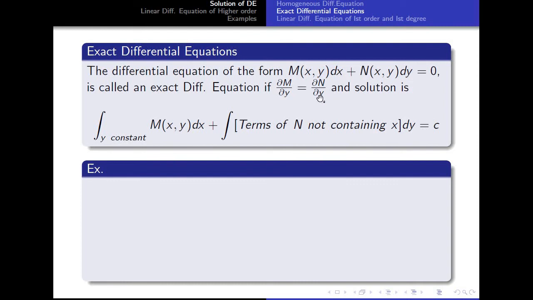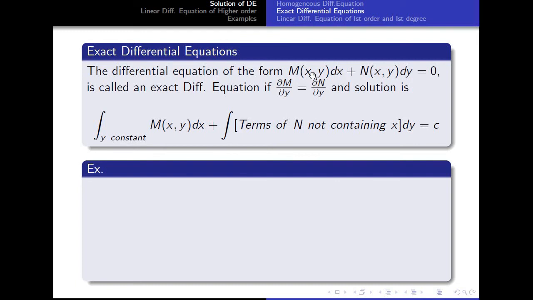Its solution is the integration of M dx, where we take M as it is, keeping y as constant, plus the integration of those terms of N not containing x, equal to c. This is our exact differential equation and its solution.